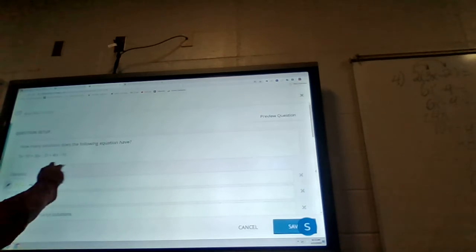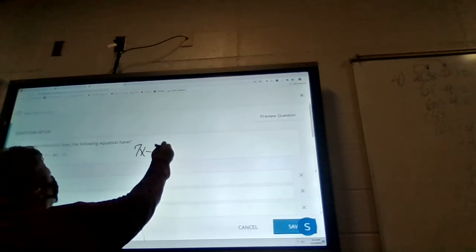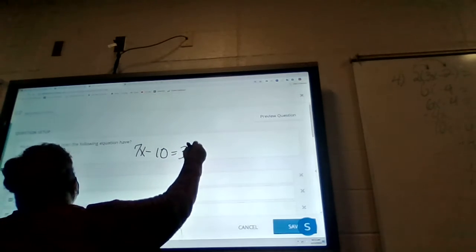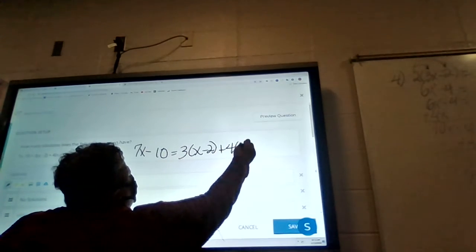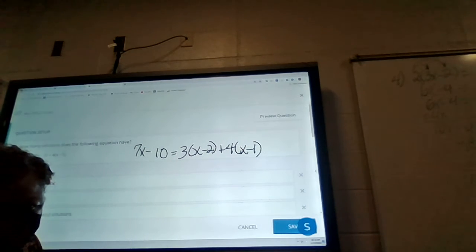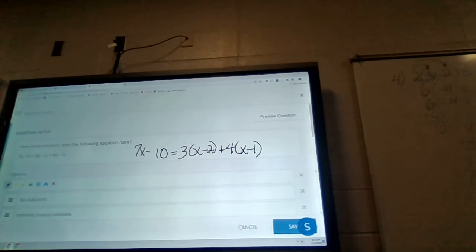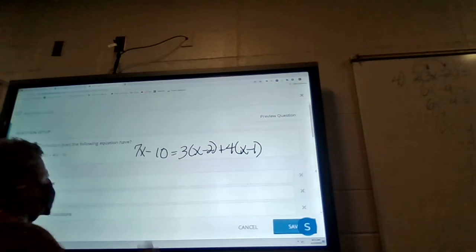Switch code on board. Okay. So 7x minus 10 equals 3 times x minus 2 plus 4 times x minus 1. Okay. Sometimes when kids are first learning this one, they'll put no solution when they can't solve them. Okay, so we're going to leave this side alone because it's okay for right now.